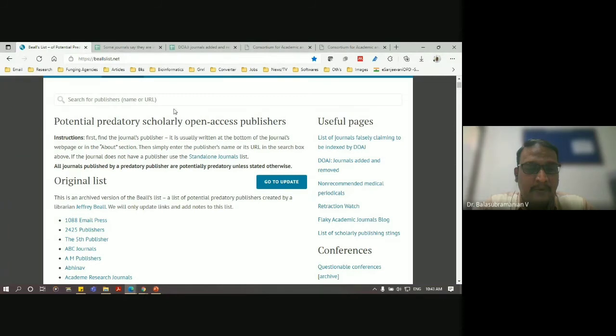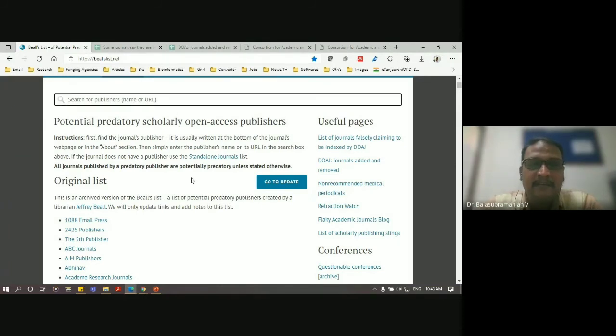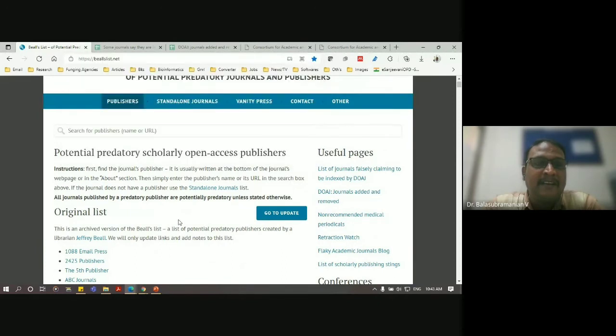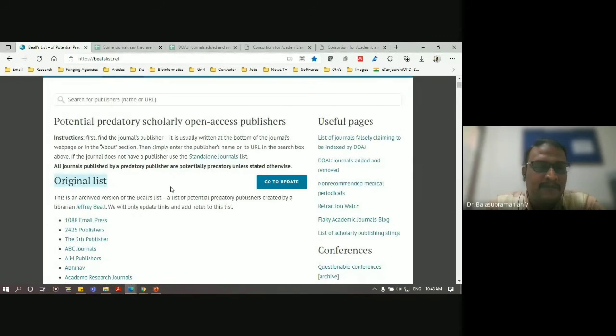Can you see? I hope everyone is seeing my desktop, right? So here, this is a website, bealslist.net. In this website, he listed the original list, the publishers' names, and the standalone journals. Standalone journals means they do not come under any specific publisher like ScienceDirect, Springer Link, Taylor and Francis, or Wiley Online Library. These are all publishers.